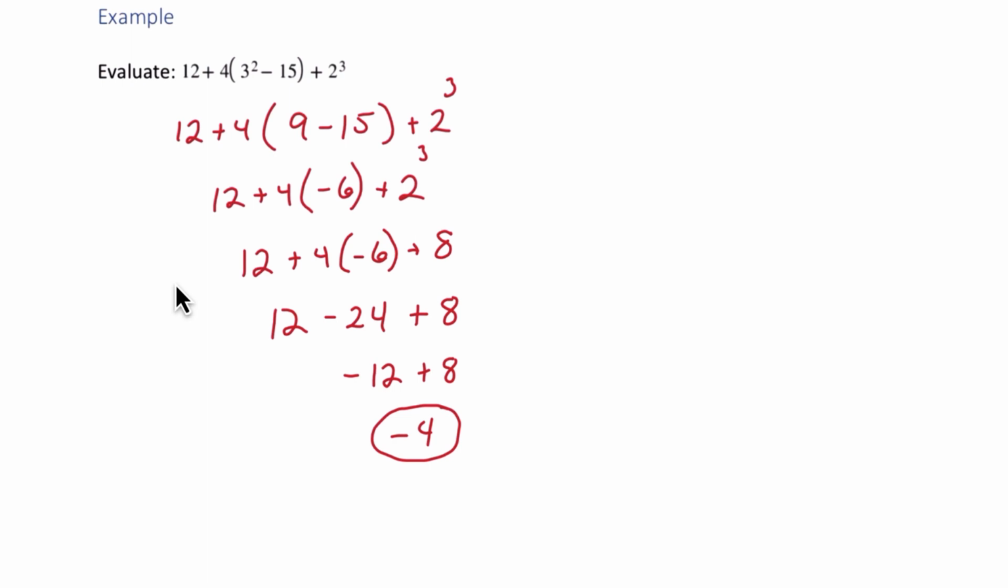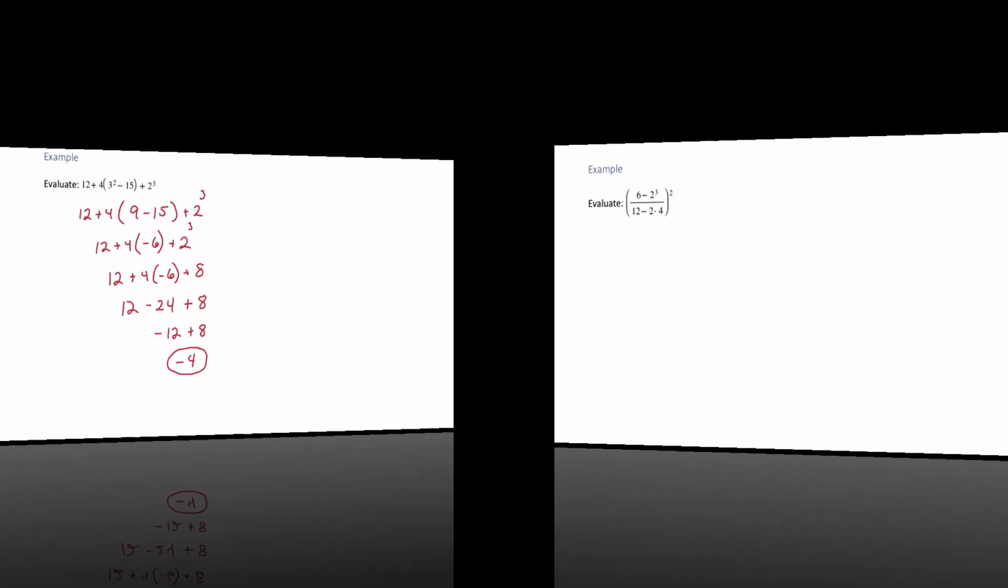Now notice I'm doing this one step at a time. Once you get more comfortable with the steps, you'll see places where you can combine steps. But for now, we'll take it one step at a time. If you try to combine too many steps all at once, you can sometimes make careless mistakes.